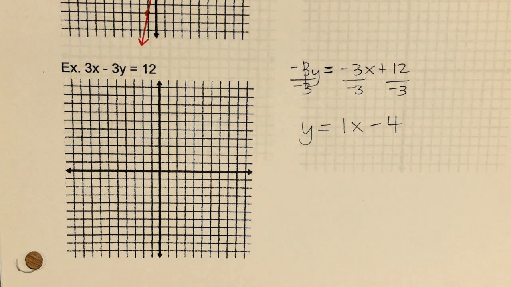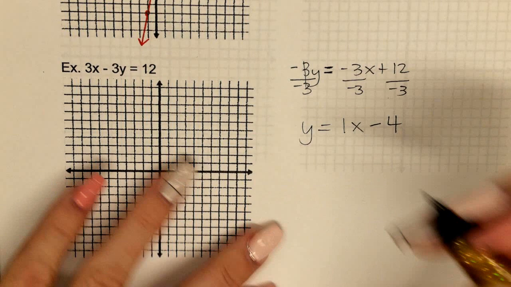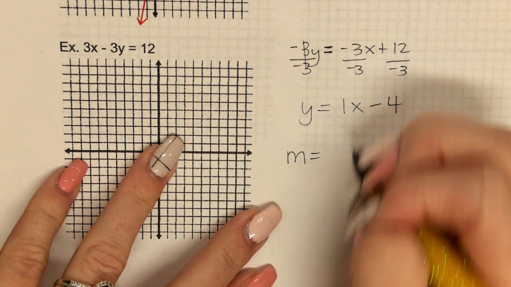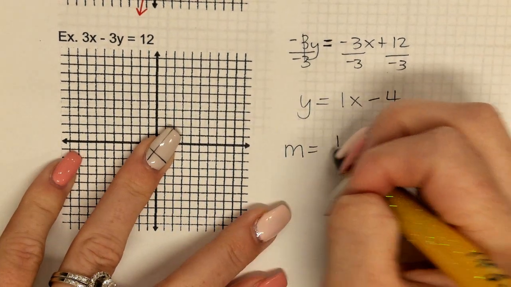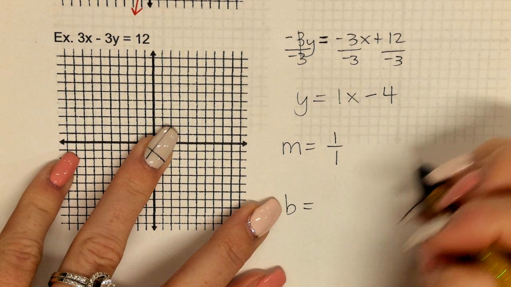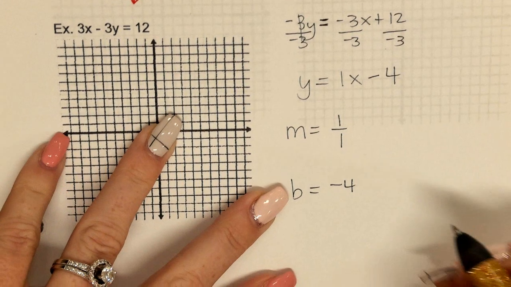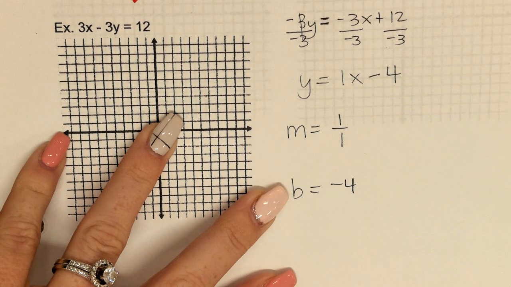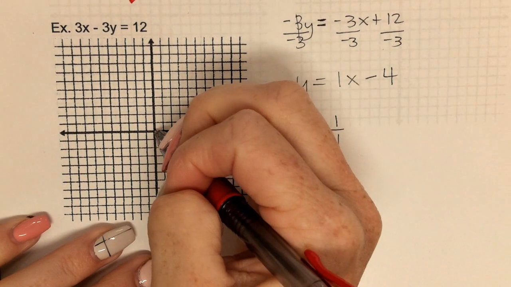Now can I identify the slope and the y-intercept? So what is the m, the slope? 1 over 1. What is the b, the y-intercept, the starting point? -4. So where am I going to start? I'm going to put a dot on the y-axis at -4.